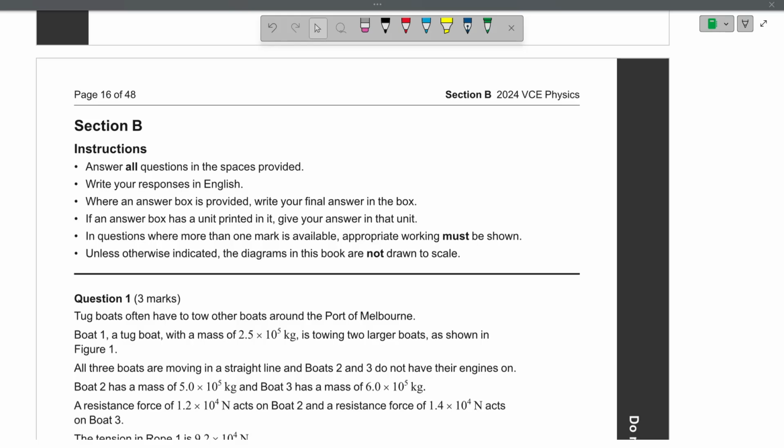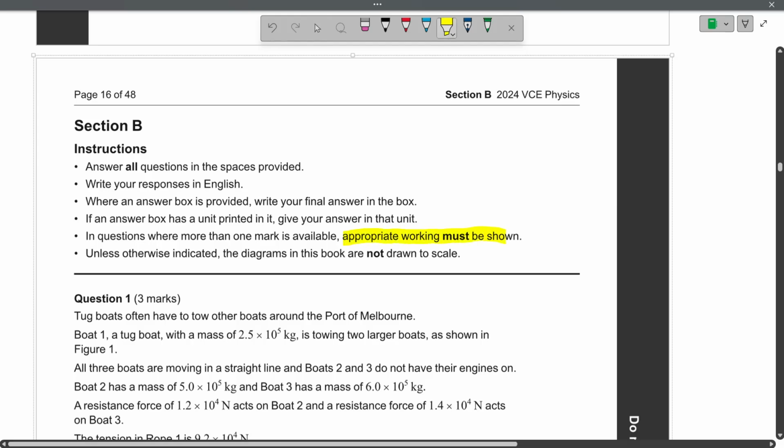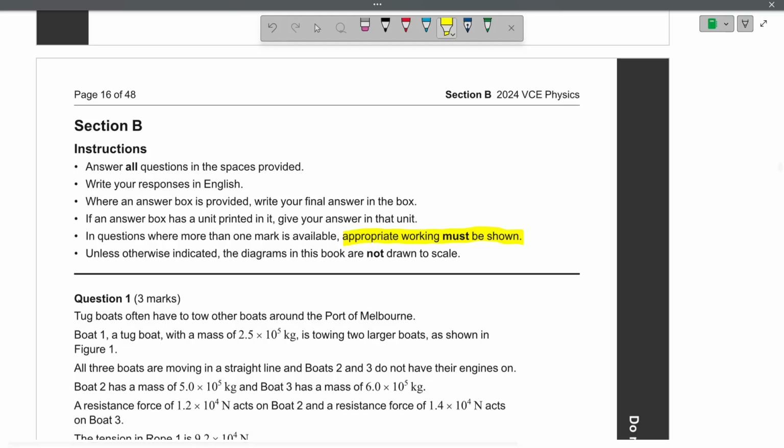Again, just have a quick read through the instructions. Most importantly, if there are questions that have more than one mark, appropriate working must be shown. But most of the time you're going to be showing your working anyway, even if it is one mark, just because that's the nature of the questions.